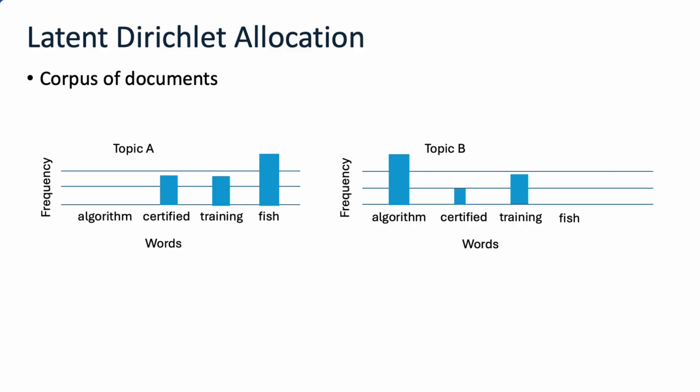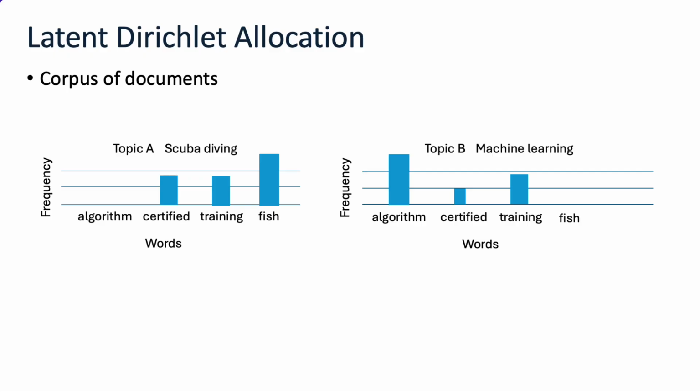Well, these graphs show the frequency distribution of the same set of words across two topics. So topic A is probably scuba diving, and topic B is probably machine learning. But it's important to understand that the LDA algorithm does not define what the topic is about. It defines that topic as a distribution of words. So the topics are not labeled with values. It just defines that we have two topics.